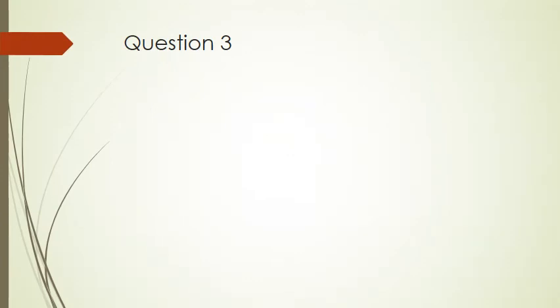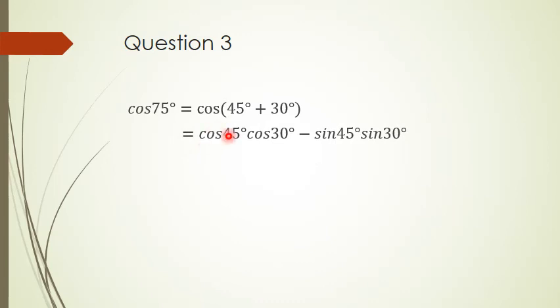Question number 3. We were required to evaluate cos 75 degrees without using a calculator. Now you could write cos 75 degrees as 45 degrees plus 30 degrees. And then expanding that using compound angle formula, that's equal to cos 45 degrees cos 30 degrees minus sine 45 degrees sine 30 degrees, and substituting the values of the trig ratios.